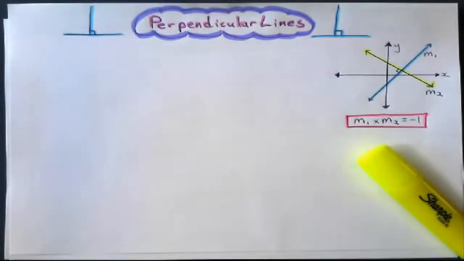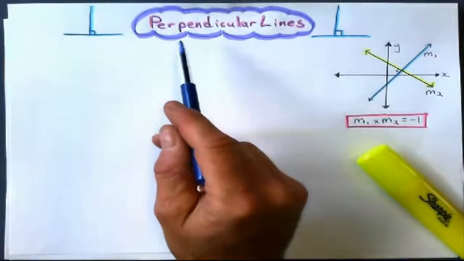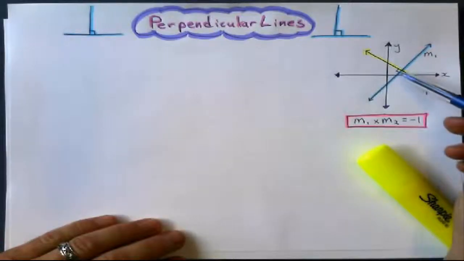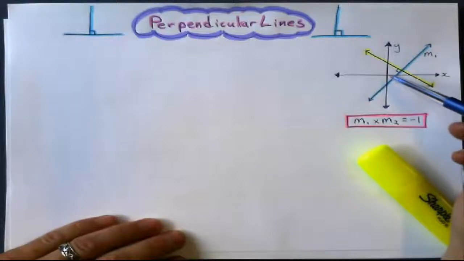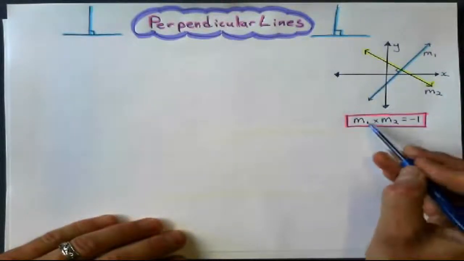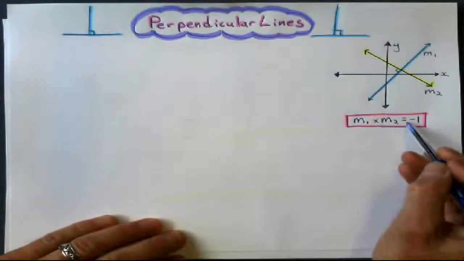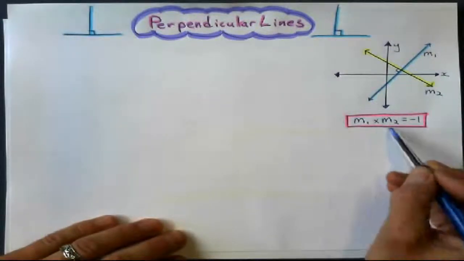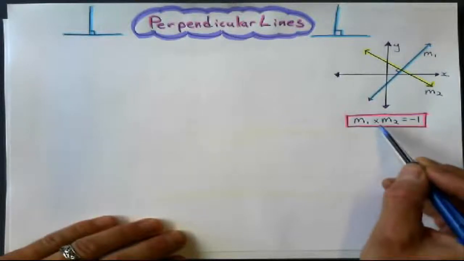All right, so perpendicular lines. What does that mean? It means the two lines intersect at 90 degrees. And what does it mean in respect to the gradients? It is that the product of the gradients gives me -1. So let's look at this part first, because that's the main feature of perpendicular lines.